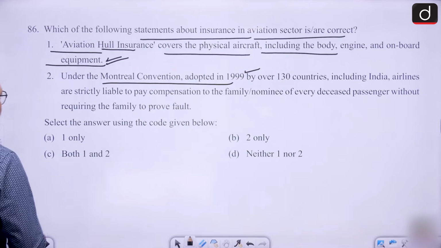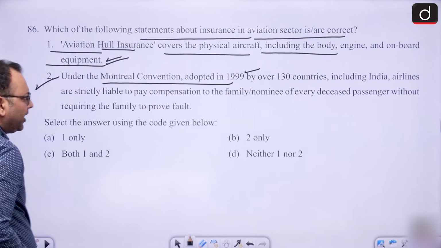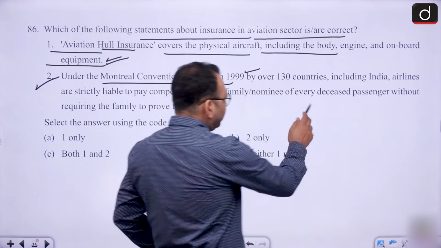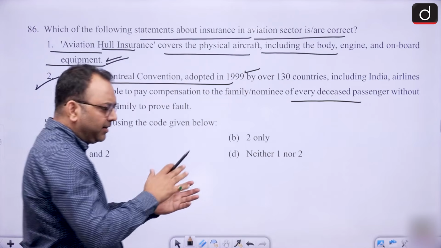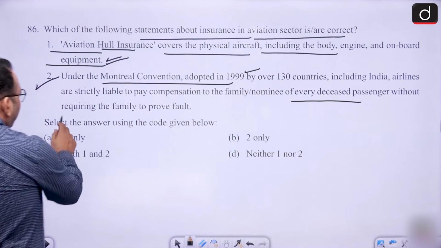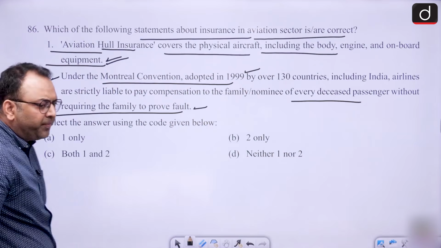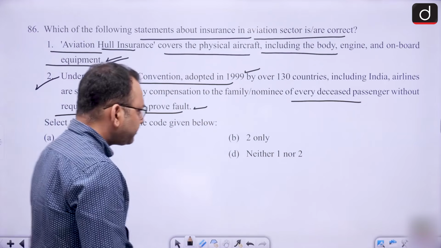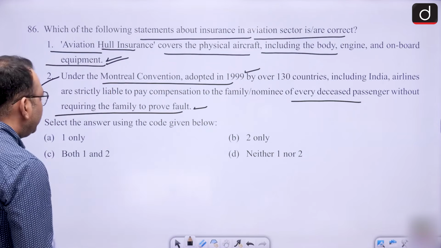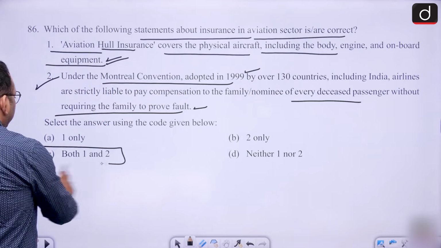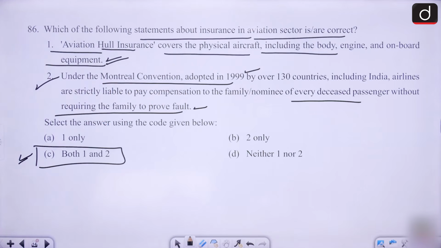So this is correct, friends, because in this case for every deceased passenger, the nominee, and the injured passengers get compensation under the Montreal Convention and the protocols that follow. In this case, both of them are correct answers. Answer is C.